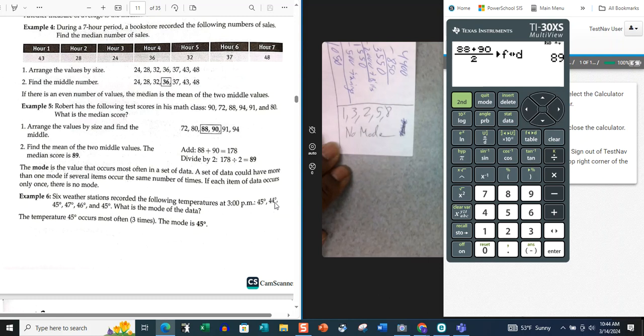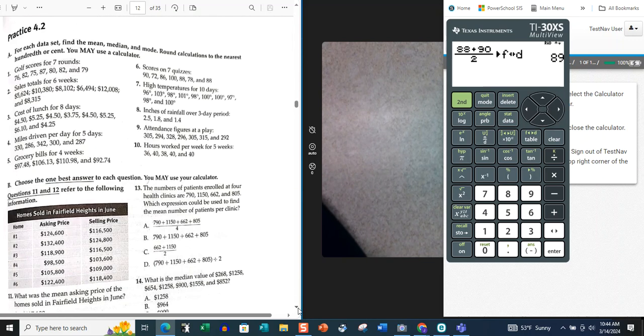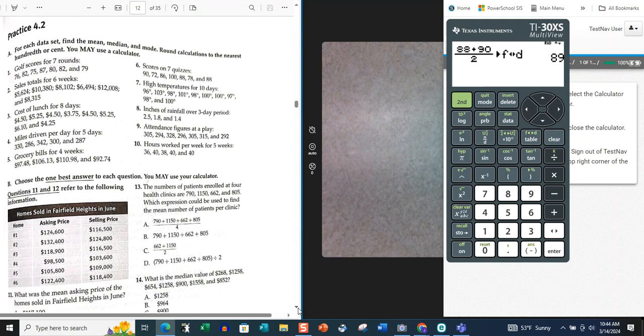Now again, I'm showing you this because this is not a part of your directions here. So now, we move on to the exercise set. It says for each data set, find the mean, median, and mode. Round calculations to the nearest hundredth or cent. You may use a calculator.